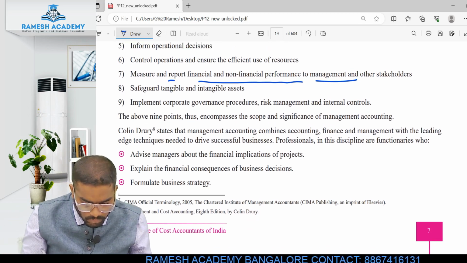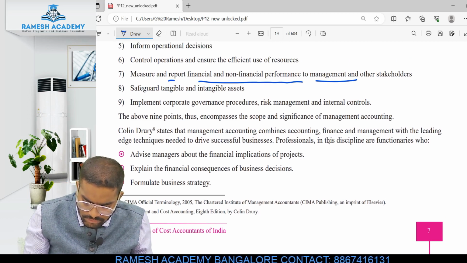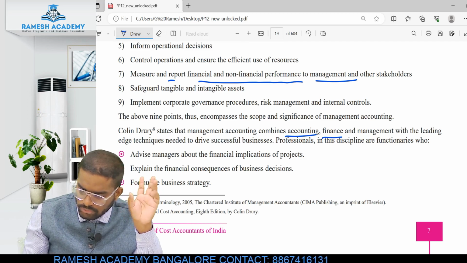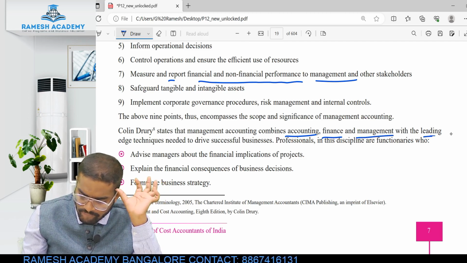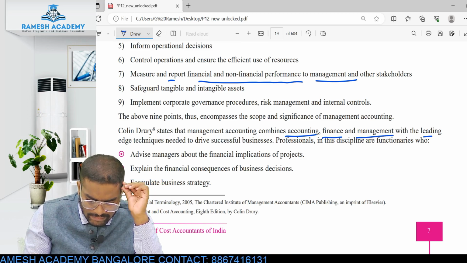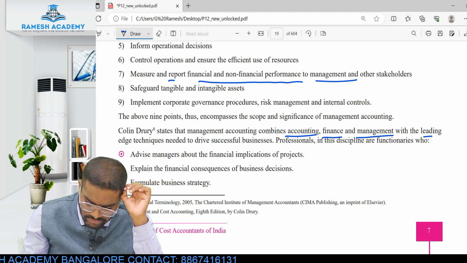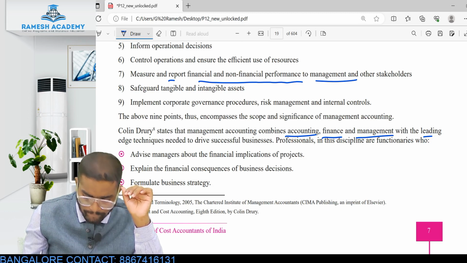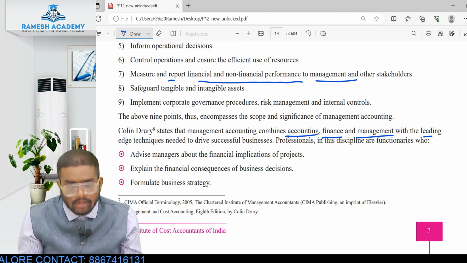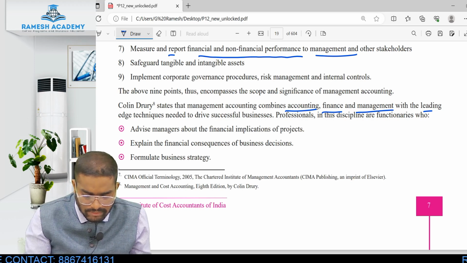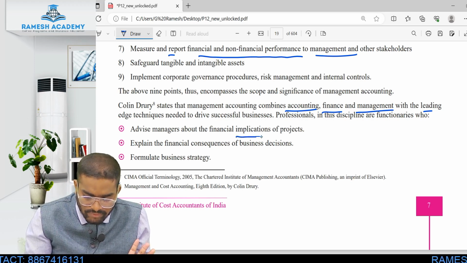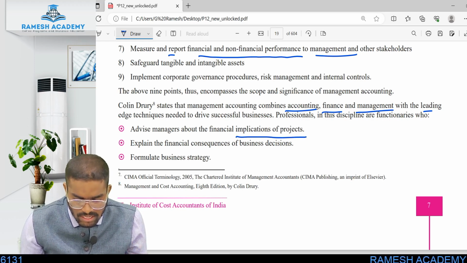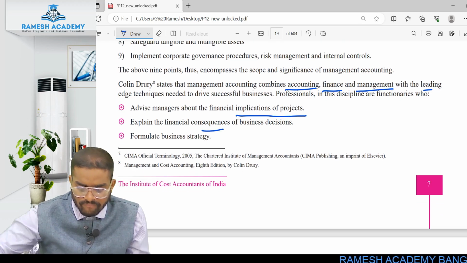So Colin Drury states that management accounting combines accounting, which is the finance. So these two include financial accounting and management, with leading edge techniques needed to drive successful businesses. Professionals in this discipline are functionaries who... So what is the role of a management accountant? They will be advising managers about the financial implication of a project, whether the particular project gives us profit or loss. Explain the financial consequences of business decisions.